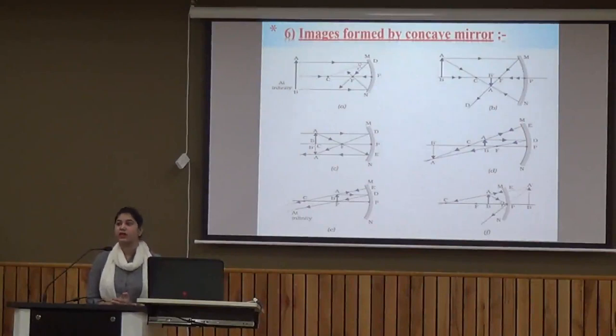For every ray diagram that you're going to study, you need to know these four points. What is the object position? What is the image position? What is the size of the image? And what is the nature of the image?